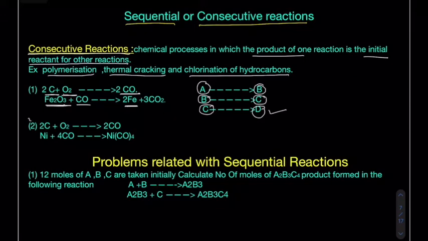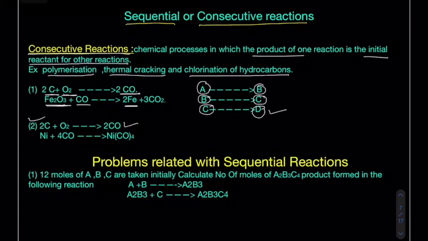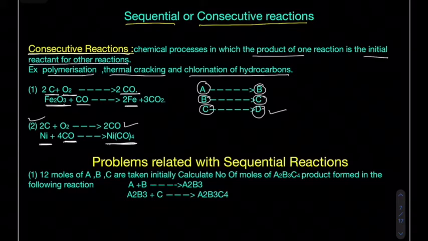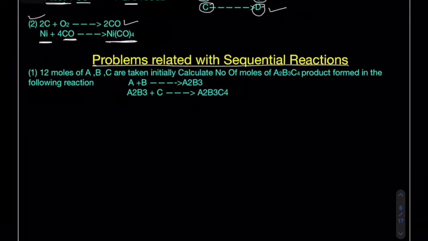Now in the second example, carbon oxidation gives carbon monoxide again. This carbon monoxide will react with nickel to give nickel tetracarbonyl, which is a complex compound. Now, problems related to sequential or consecutive reactions.